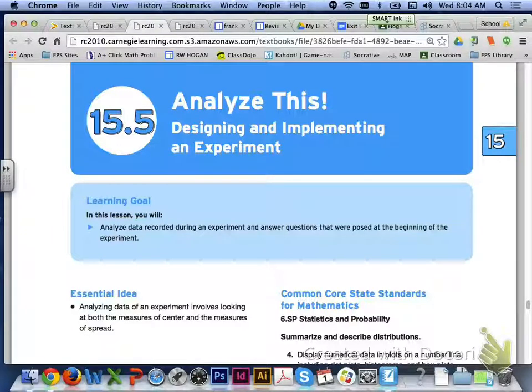Hi class, in lesson 15.5 we will be designing and implementing an experiment. Learning target for today, we will be analyzing data recorded during an experiment and answer questions that were posed at the beginning of the experiment.